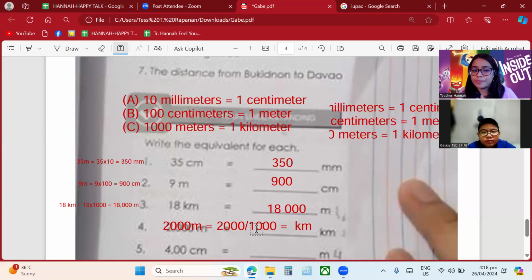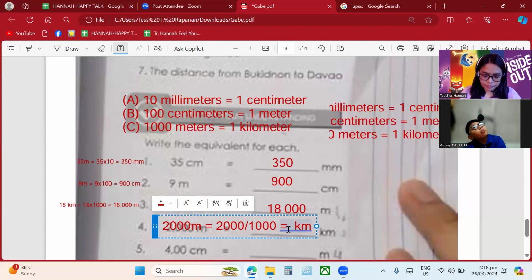Okay, teacher. So what is 2,000 divided by 1,000? How many 1,000 are there in 2,000?